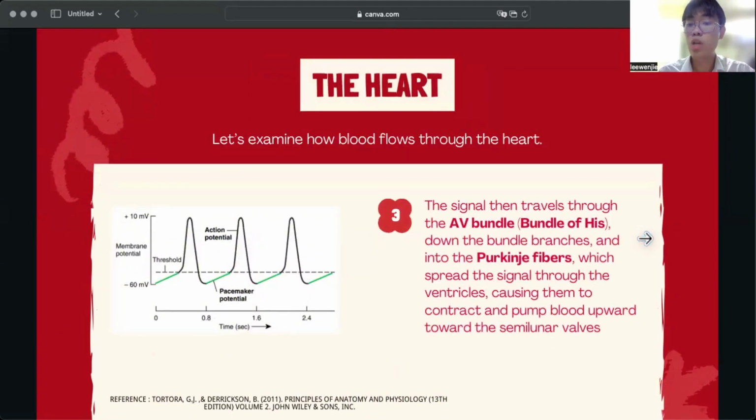Okay, then the signal travels through the AV bundle, which is the bundle of His. Now the bundle branches and goes into the Purkinje fibers and spreads through the ventricles, causing both ventricles to pump, and the blood is pumped to the whole body or to the lungs.